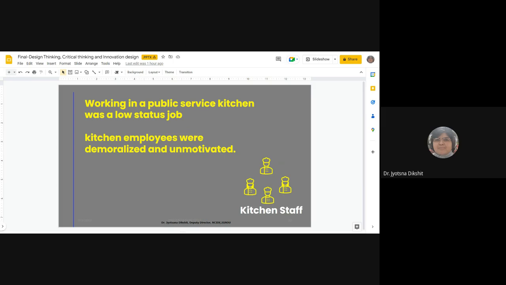Now, while interacting with the kitchen manager, some very interesting facts came out, which otherwise even the Danish municipality was not aware of. And it was that working in a public service kitchen was considered a low status job in their district. So the kitchen employees were quite demoralized and unmotivated, and they were working for the sake of working.